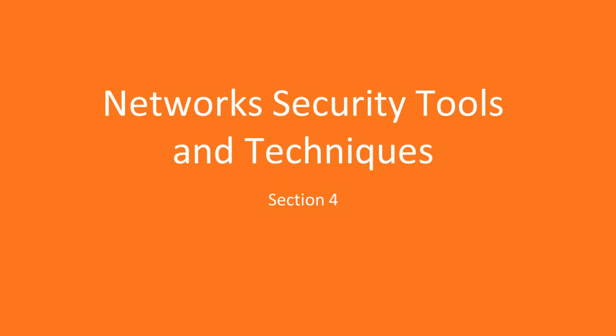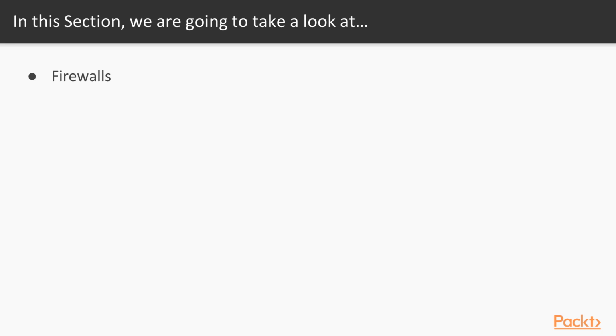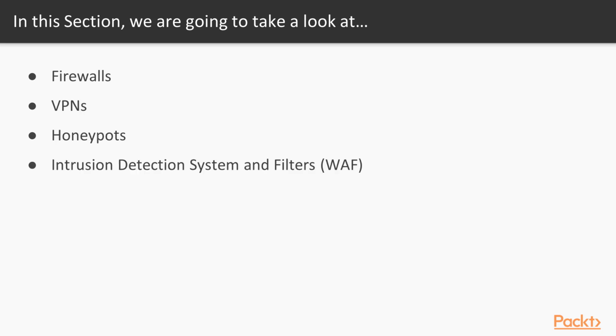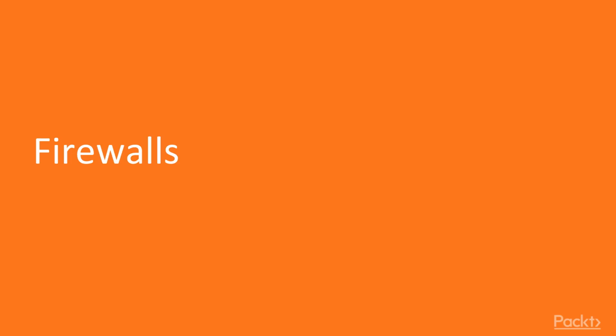To section 4 of the course. Section 4 is all about network security tools and techniques. In this section we are going to take a look at various points. For example, we will learn about firewalls, then VPNs, then honeypots, then IDS, or you can say intrusion detection system, and then some other countermeasure techniques as well. So first we are starting with the first video of section 4, which is firewalls.